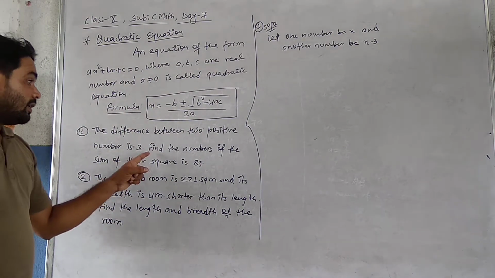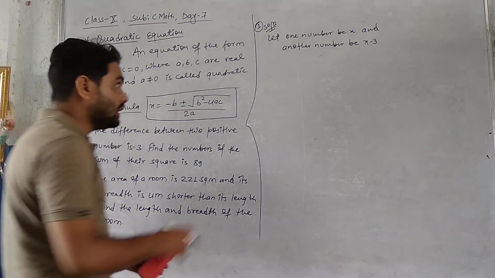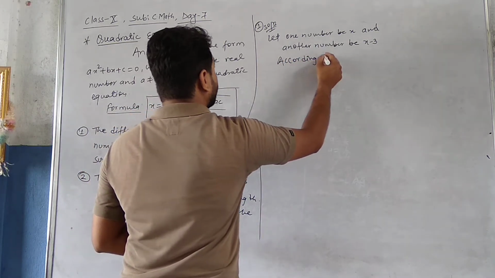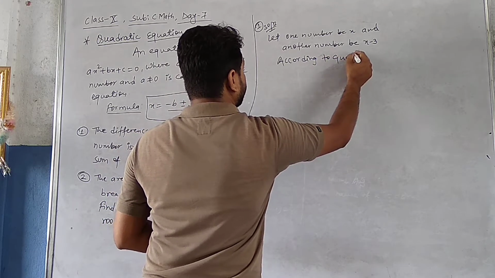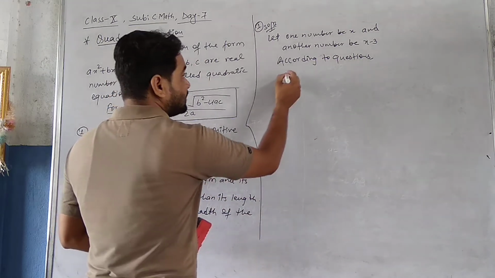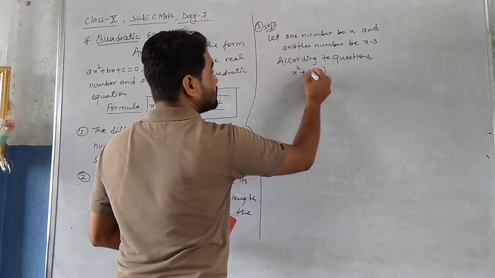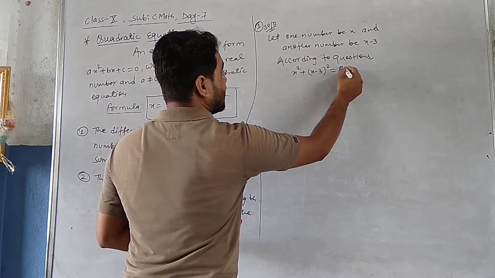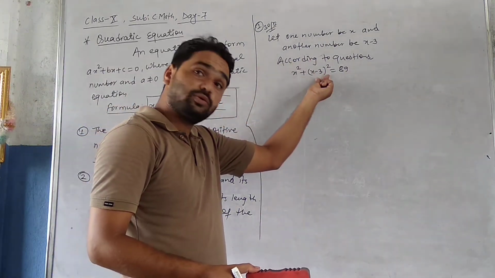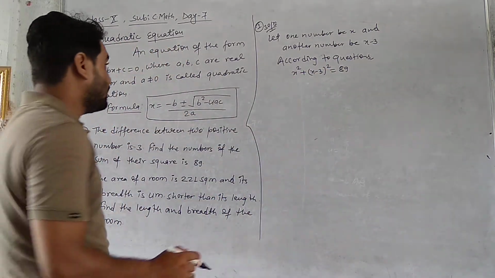Now, find the numbers if the sum of their squares is 89. According to the question, if the sum of their squares, that means x square plus x minus 3 whole square equals to 89, we get like this. Sum of their squares means the square of these two and then their sum, that is plus. So we have written this condition. Now let's solve that.